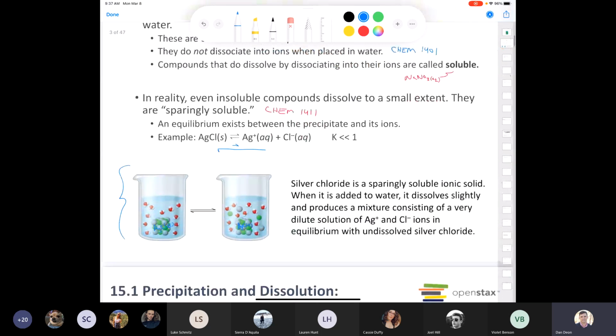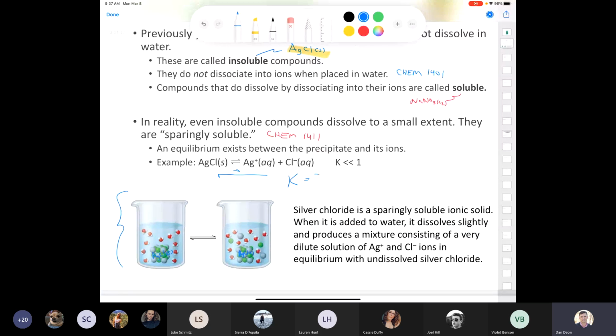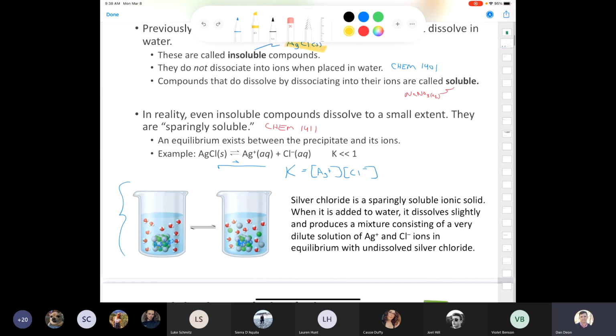And so if we write an equilibrium expression for the equilibrium constant, K is going to be equal to the concentration of the silver ions times the concentration of the chloride ions. Again, if the equilibrium lies very slightly to the side of the products, that means we're going to have really low concentrations for both our silver and chloride ions, and therefore a really small K. A number much less than 1 times another number much less than 1 is going to give you something a lot less than 1. So we have a really low K value for the dissolution of silver chloride.